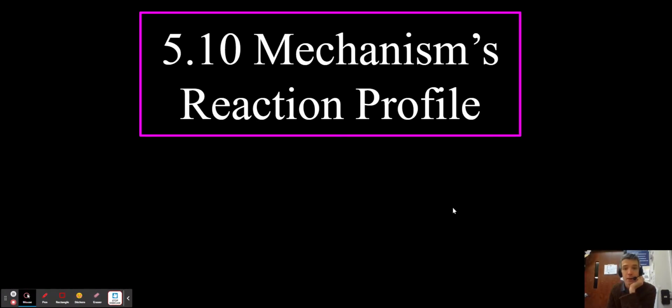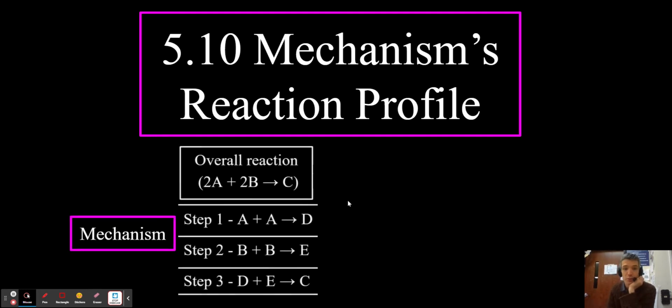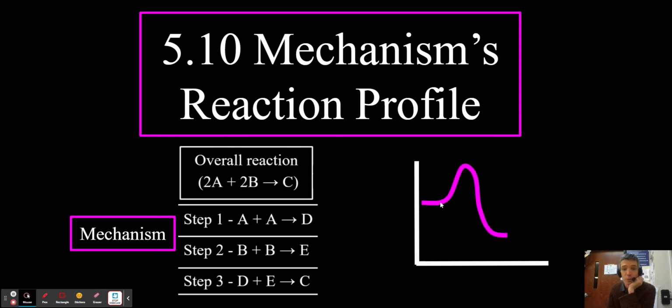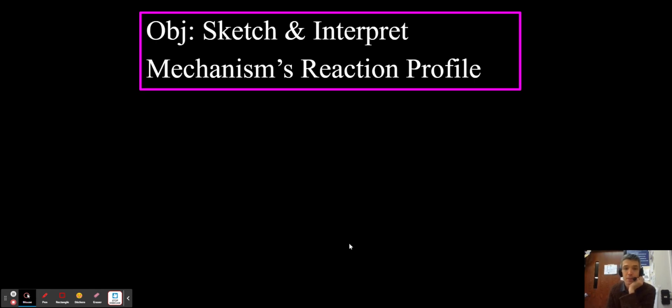Here is the topic. Remember, a mechanism is how the atoms collide in a series of steps, elementary reactions. And here's what a reaction profile looks like. It's the potential energy of our reactions as they go, along the reaction coordinate, as they progress through a reaction. This one mechanism has three elementary steps. And our goal is to sketch and interpret these things.